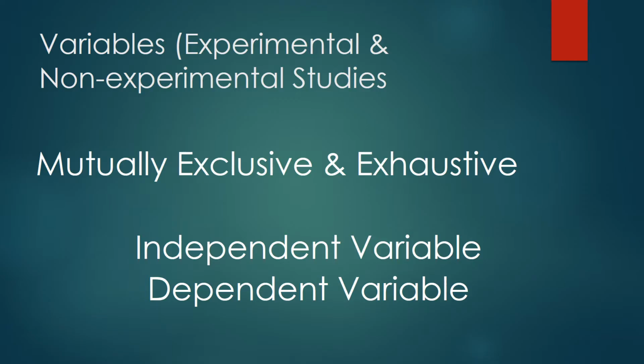Now, usually in your title, the independent variable goes first. If we're talking about experiments, all experiments have at least one independent and one dependent variable. The purpose of experiments is to estimate the extent to which the independent variable causes a change in the dependent variable. With non-experimental studies, we're looking at the relationship between the independent and the dependent variables.